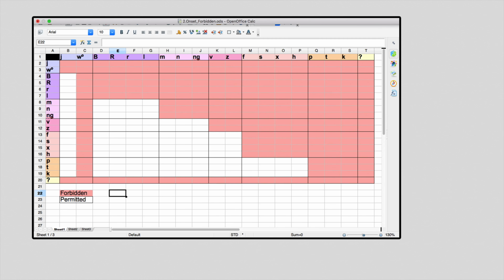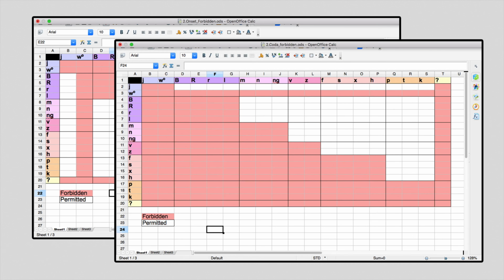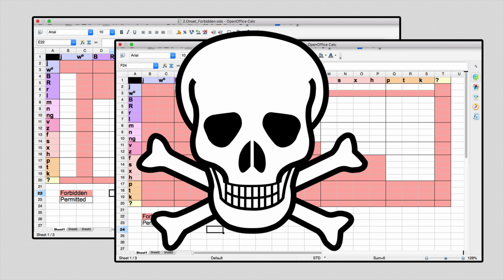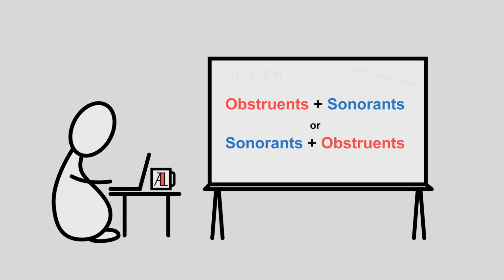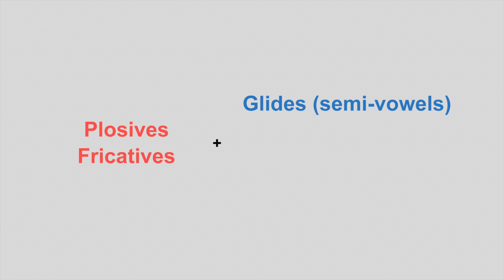I plotted these constraints in 2 separate spreadsheets, one for the onset and one for the coda, and quickly realised that further constraints were needed lest my language suffer death by clustering. After another bout of deliberation, I came up with the idea of only allowing obstruents to cluster with sonorants. That is to say, only plosives or fricatives can combine with semivowels, liquids, trills, and nasals.